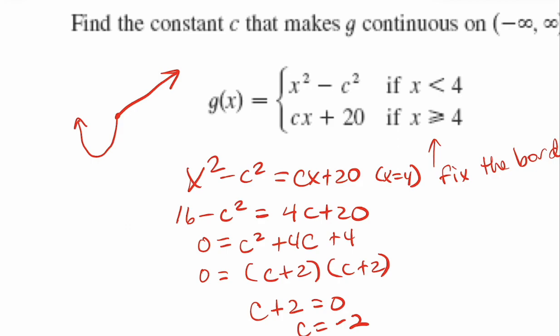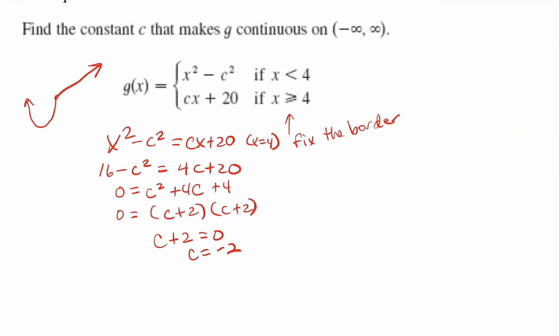Now, let me show you how you can check it. It's a pretty easy thing. So if g of x is really x squared minus 16 if x is less than 4, I just plug in the c value that we just found, and that would be a 4. And then I plug the c value down here.